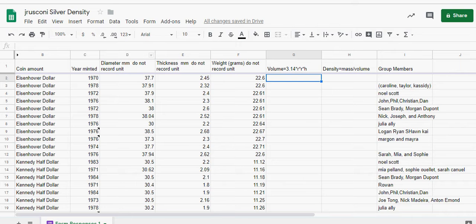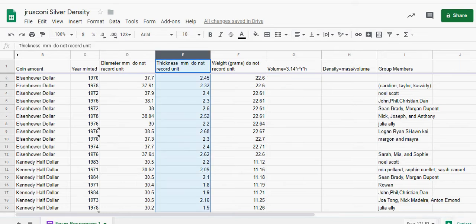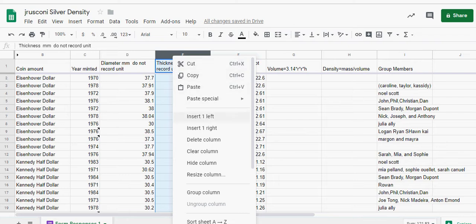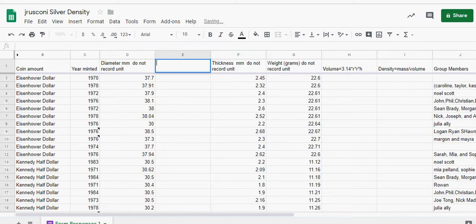So what we're going to do is insert a column over here, insert radius, and we're going to call this radius in centimeters. We're actually going to have to do two things. We're going to put in a formula where we take the diameter, divide it by 2, and then take that number and divide it by 10, because there are 10 millimeters in each centimeter.